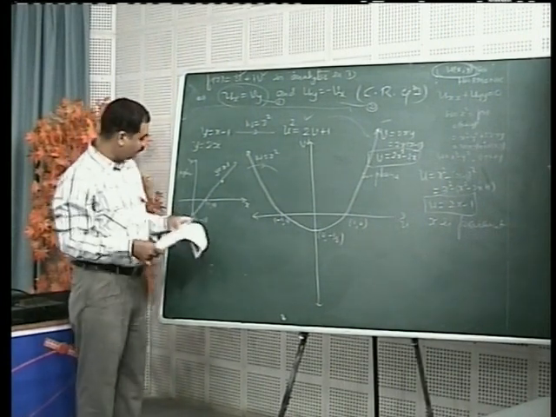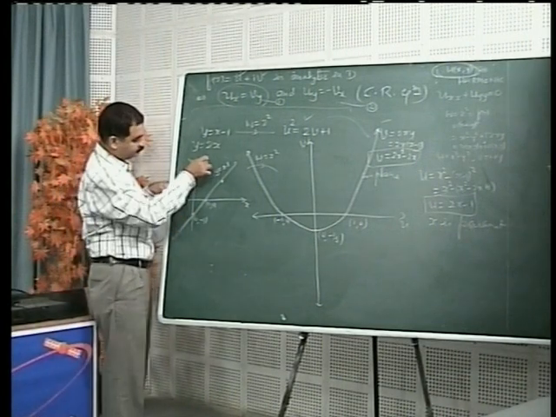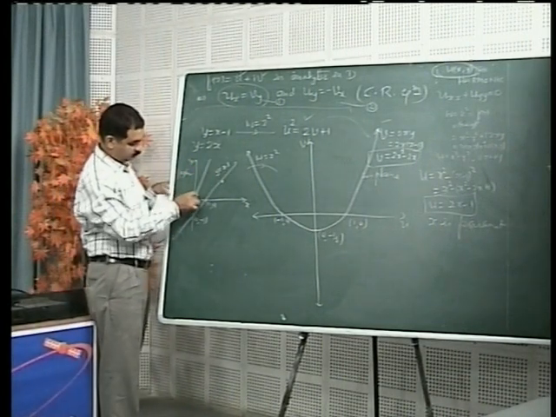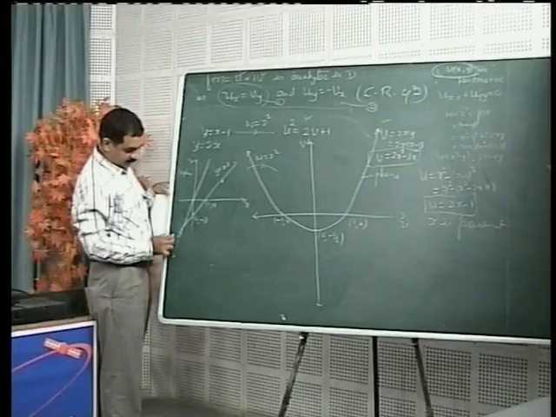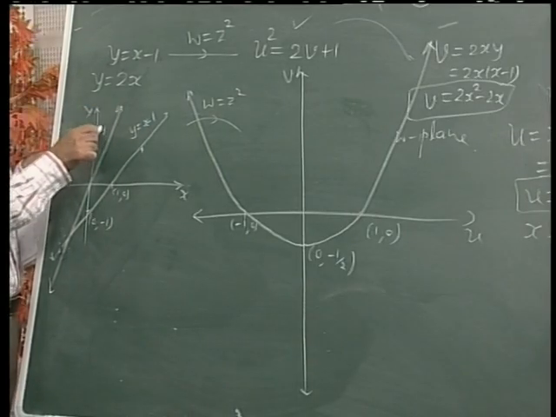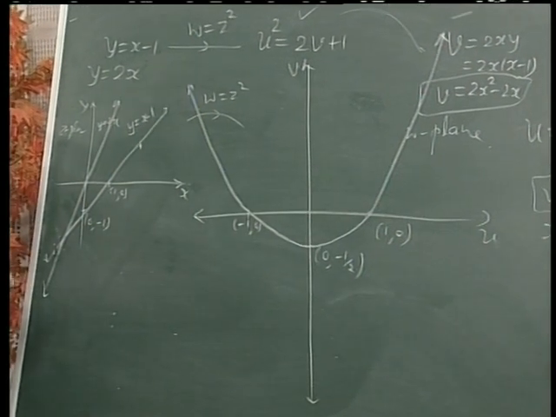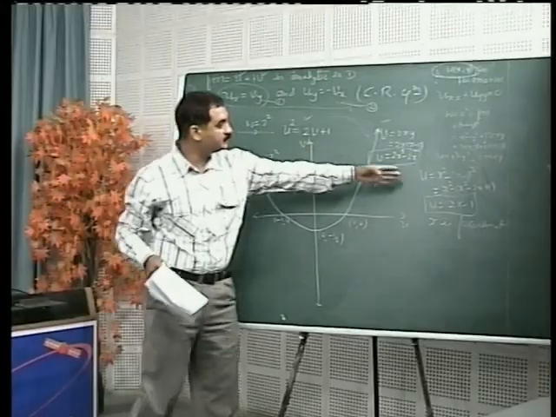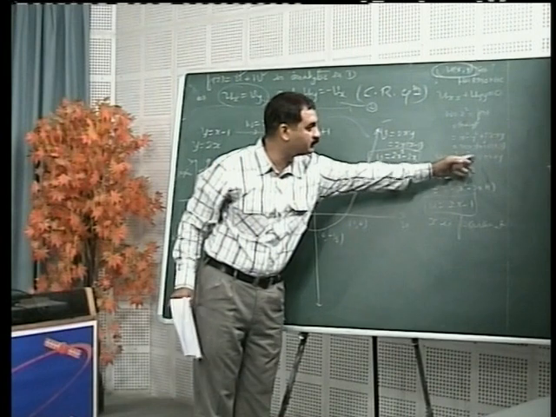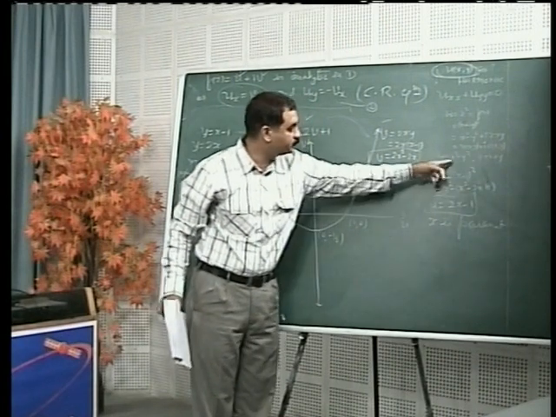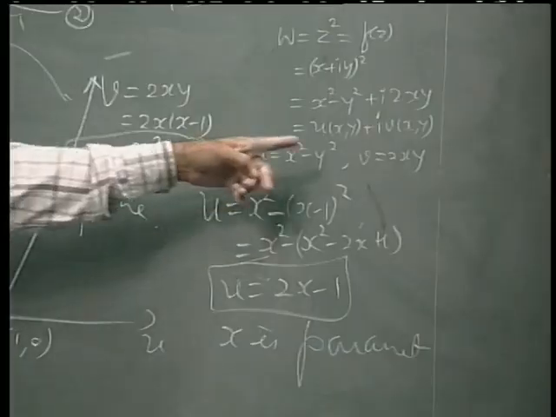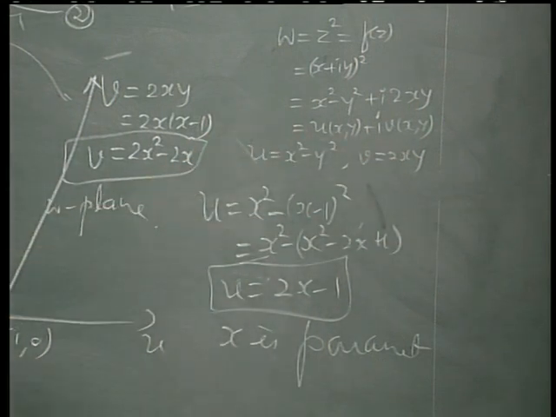The image of the line y equal to 2x, this is y equals 2x. Its image is the ray. That the procedure is here. u is x square minus y square, v is 2xy. Substitute y is 2x, and here y is 2x. So you will have two equations. Okay, let me show you.